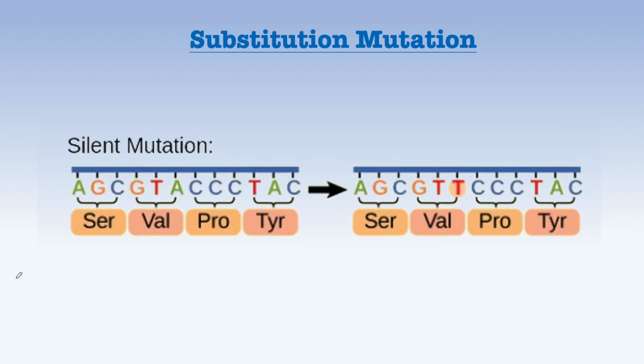Moving to the third type of substitution mutation, which is the silent mutation. That is a type of point mutation where a change in a single nucleotide does not alter the amino acid sequence of the protein. Let's see here. As we can see, instead of adenine in this original code, we have here thymine. And both of them encode the same amino acid, which is valine. That's why we call it silent, because there is no effect on protein function. We call this type of code a redundant genetic code.